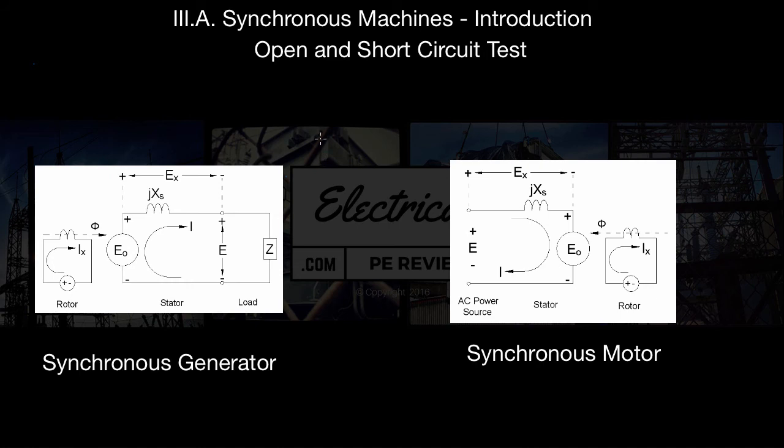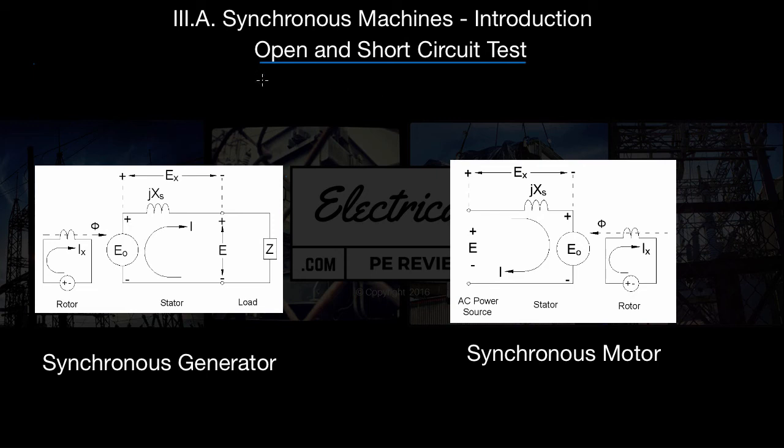Okay, next thing we're going to talk about is the open and short circuit test. On the left we've got a synchronous generator. You can tell because our rotor is inducing a voltage that's providing power for load. On the right we've got a synchronous motor. You can tell because we're applying a voltage to a stator, and we're spinning a mechanical load that you can't see on this diagram. So okay, open and short circuit tests, you're going to hear this quite a bit.